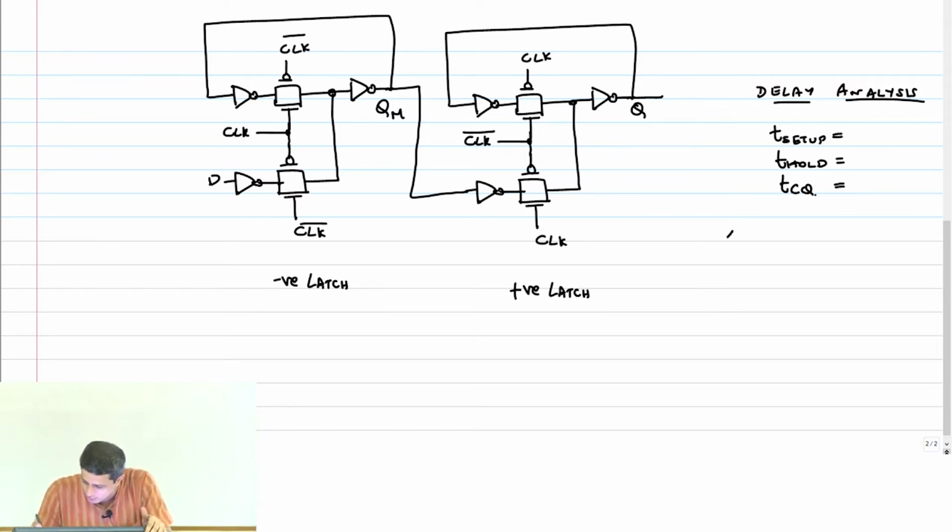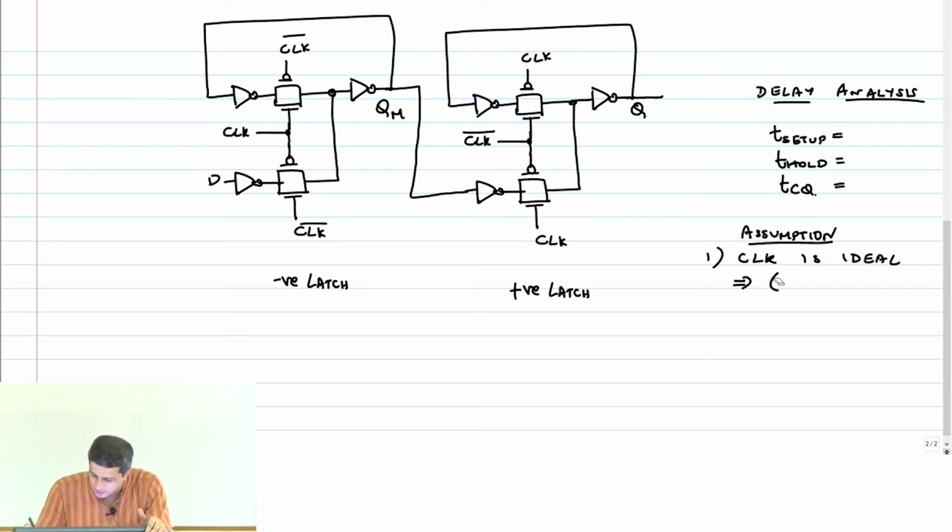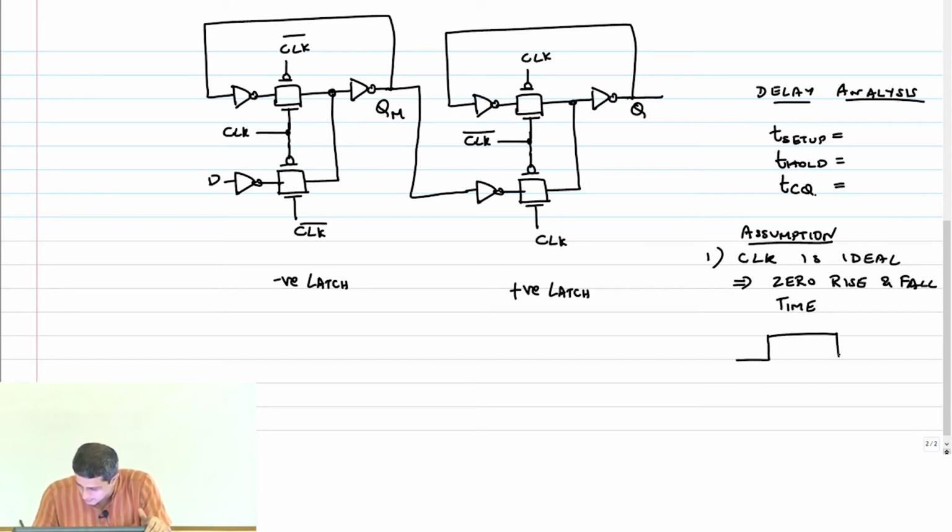The first assumption we are going to make is assumption 1: the clock is ideal. What does this mean? It implies 0 rise and fall time, which means as opposed to what I drew earlier, the clock will now appear like this.